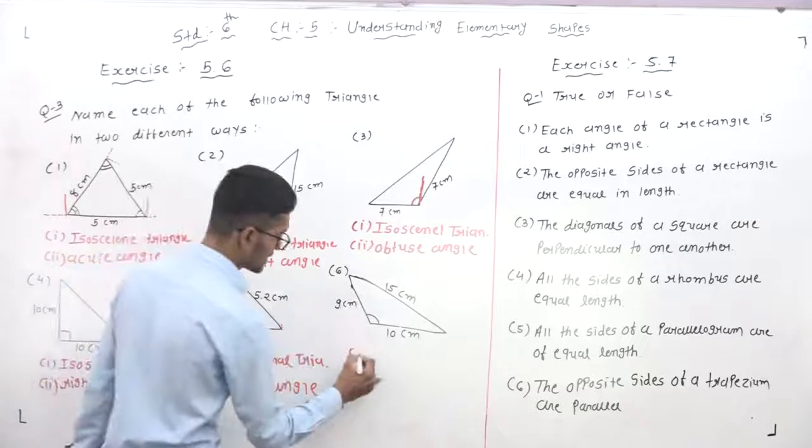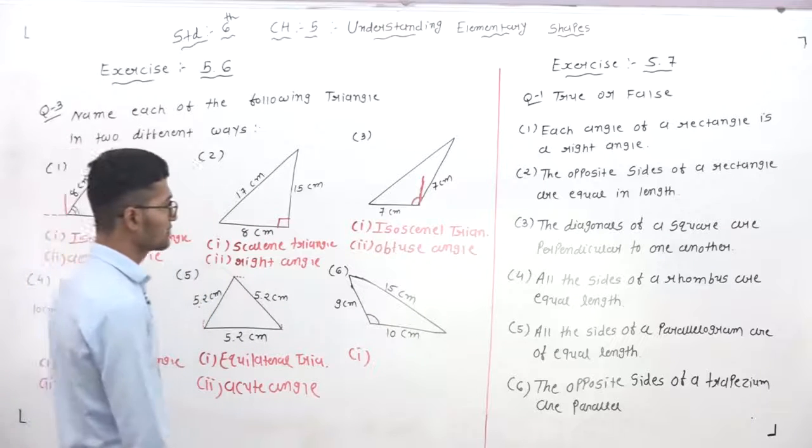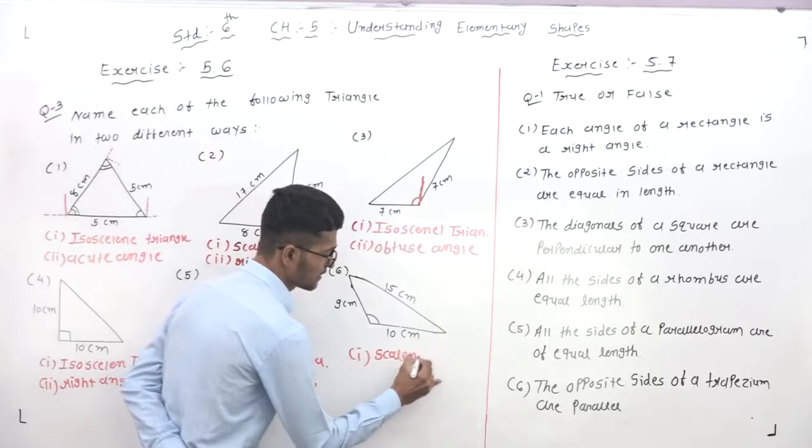Then after, the last one: 15, 10 and 9. This means all three sides are different. All three sides are different, it's called a scalene triangle. So write down first of all, scalene triangle.